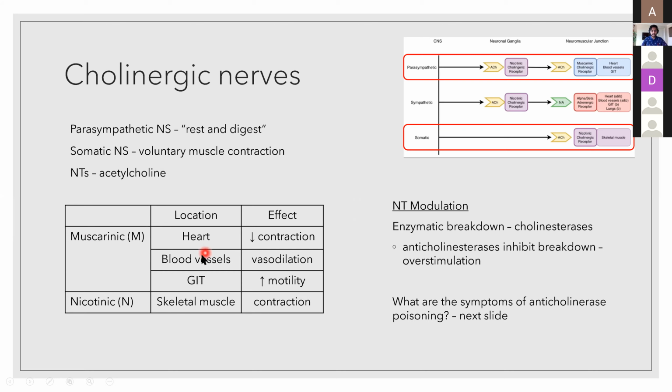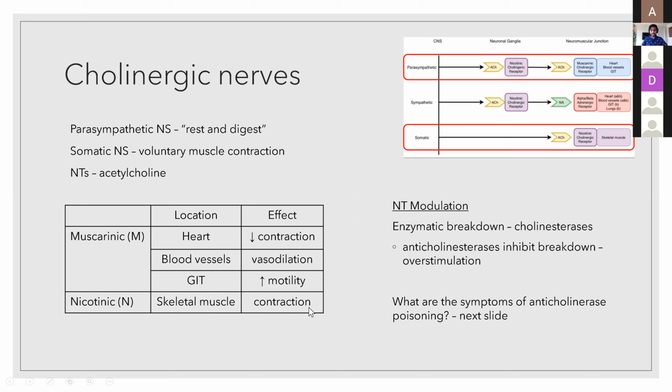So at the heart, we're chilling out, we'll have less of a contraction. With our blood vessels, we don't need fast blood flow, so we'll have vasodilation, decreasing the blood pressure. And we do want to digest now. We're good to rest and digest, so we'll have increased motility of the gastrointestinal system or our gut. Now, our nicotinic receptors only work on skeletal muscle, and when they're stimulated, we'll just have contraction of that muscle.